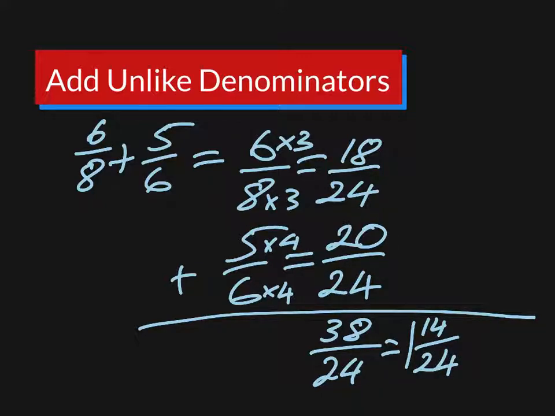Now these are both even numbers, so we know they'll reduce. And 14 divided by 2 is 7, and 24 divided by 2 is 12. That won't reduce any further, so the answer is 1 and 7/12.